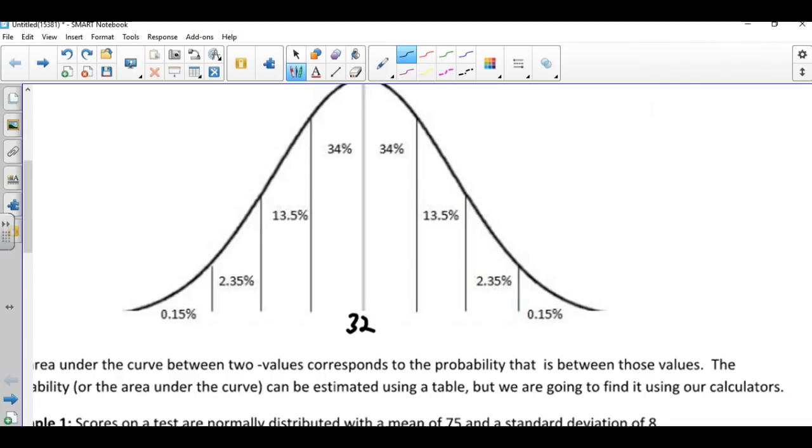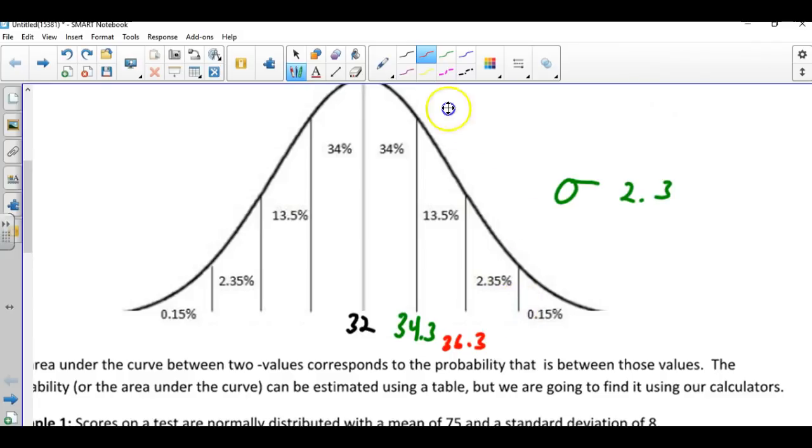If the mean is 32, the first standard deviation would be 34.3, because again, remember sigma here is 2.3. Then I add again for the next one, and I get 36.6.